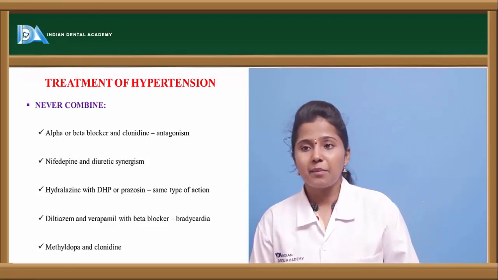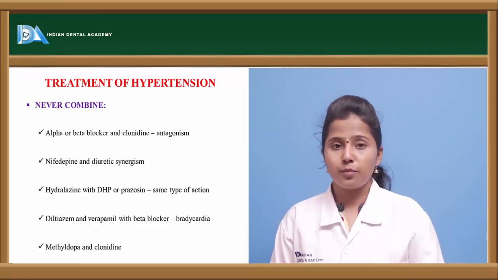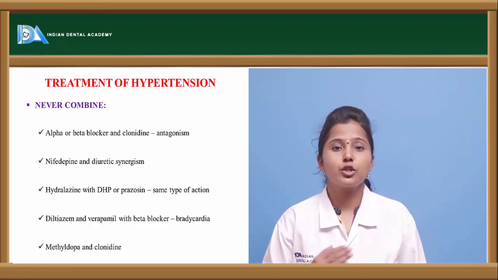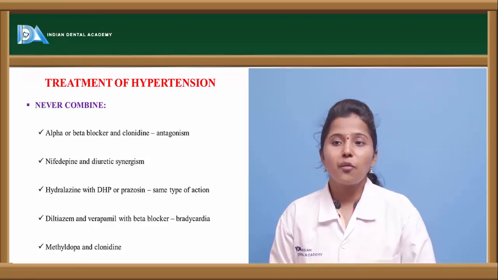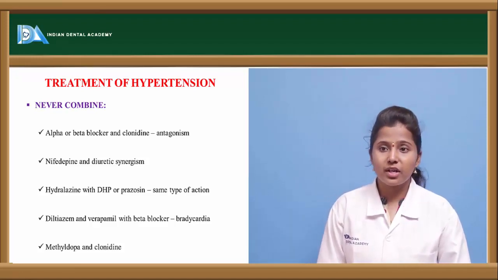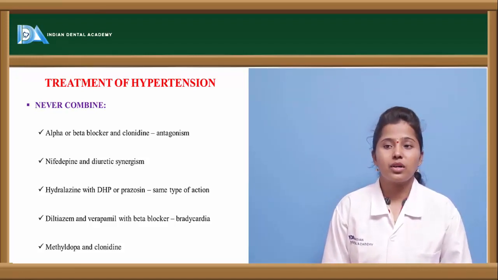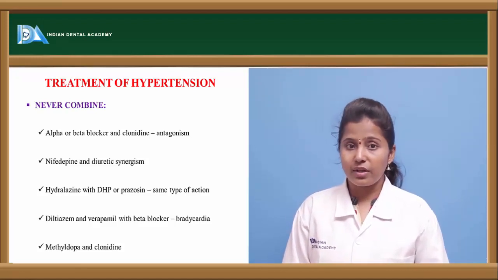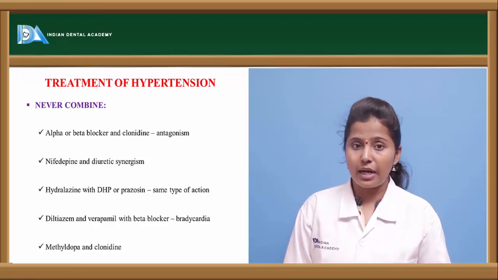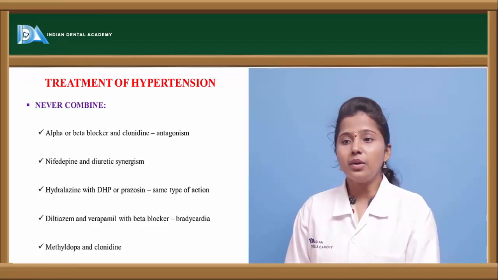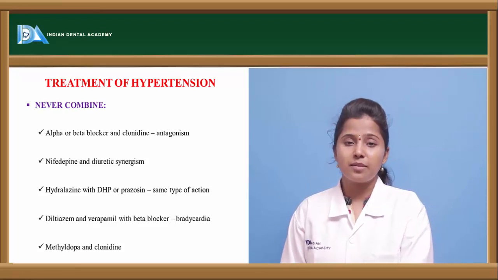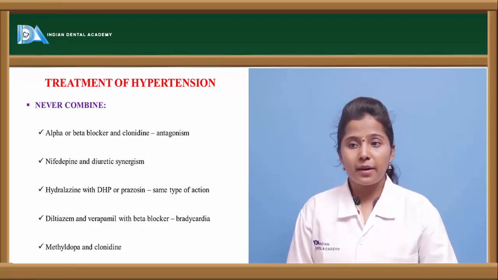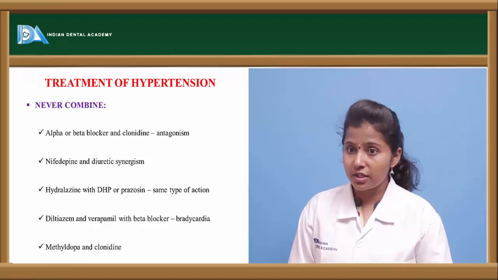When should these hypertension drugs be combined, or with what drugs should the antihypertensive drugs not be combined? So never combine antihypertensive drugs with alpha or beta blockers and clonidine. When these beta blocking drugs are combined with clonidine, it shows antagonism. It is an antagonistic effect. And nifedipine should not be combined with diuretics because it shows a synergistic effect.